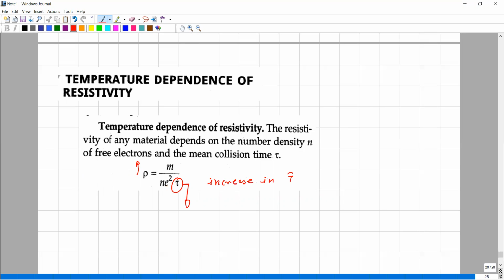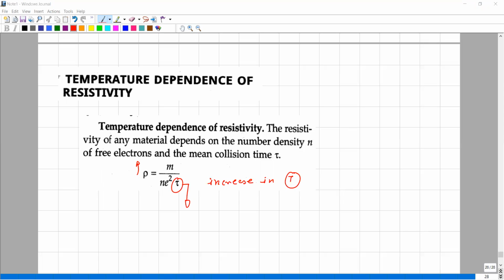If you increase the temperature, the thermal velocity of these electrons will increase. We have discussed this in detail. And so the relaxation time will decrease and resistivity will increase. Now, how much will the resistivity increase in metals? We are going to primarily discuss metals.